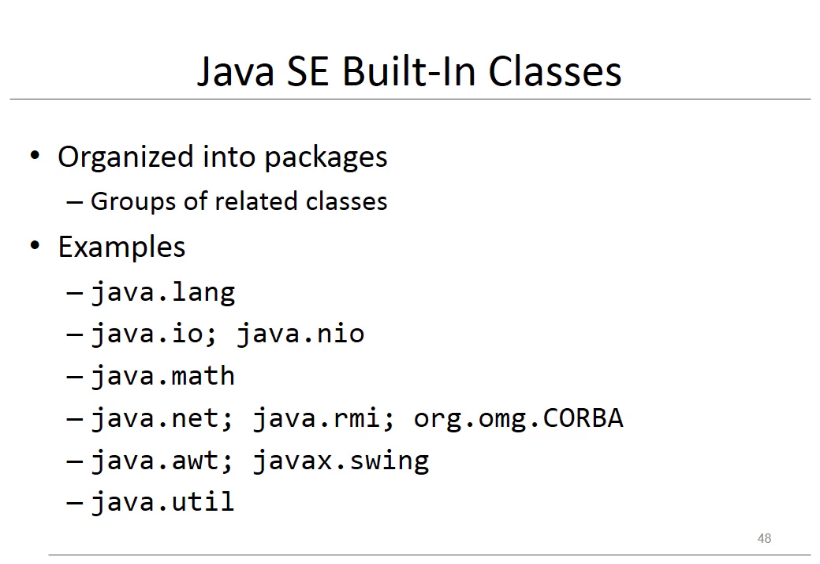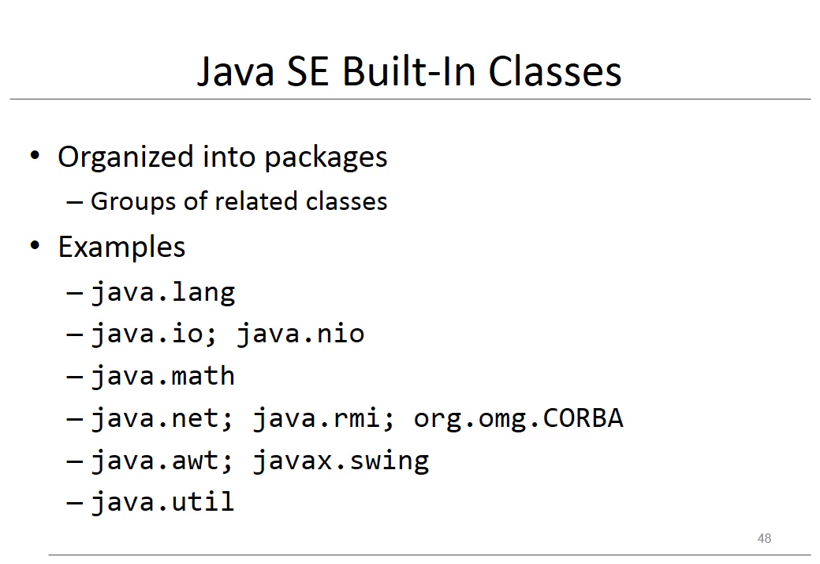The java.net, java.rmi, and org.omg.corba packages provide functionality to allow for web-based communication. The java.awt and javax.swing packages allow you to build graphical user interface or GUI applications, as we will discuss later.